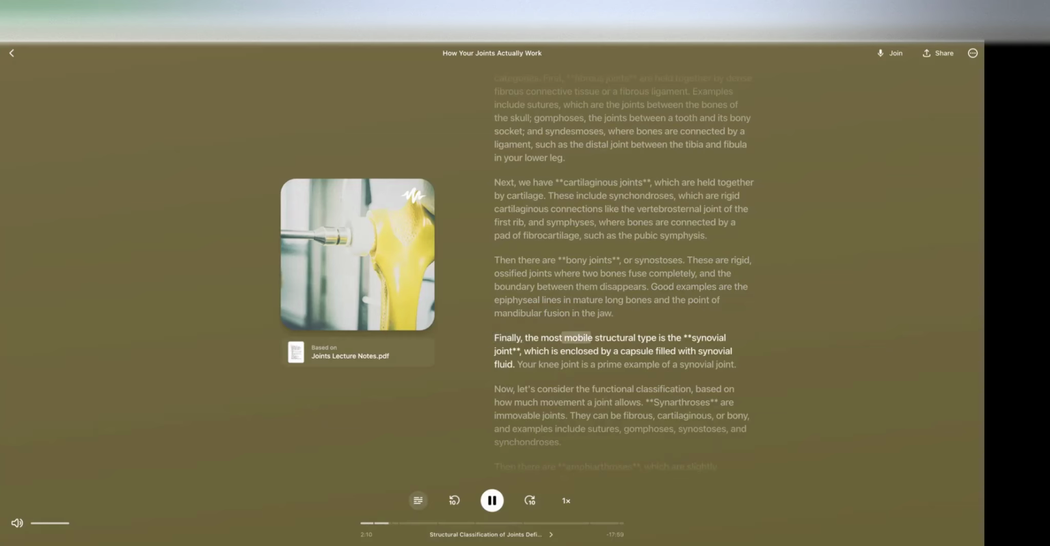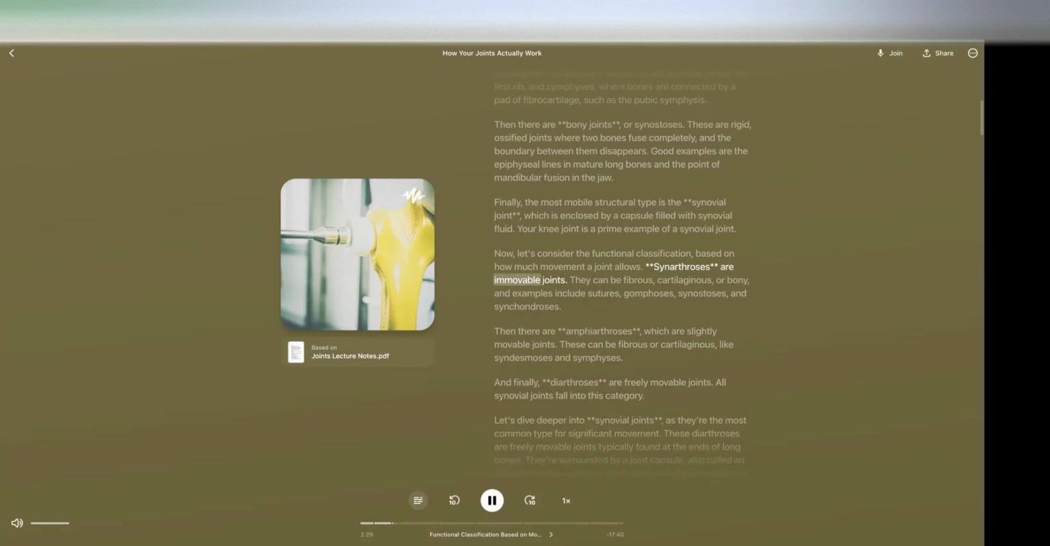Finally, the most mobile structural type is the synovial joint, which is enclosed by a capsule filled with synovial fluid. Your knee joint is a prime example of a synovial joint. Now, let's consider the functional classification, based on how much movement a joint allows. Synarthroses are immovable joints. They can be fibrous, cartilaginous, or bony, and examples include sutures, gomphoses, synostoses, and synchondroses.